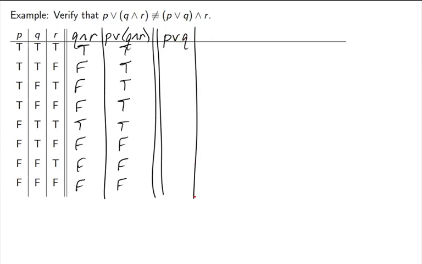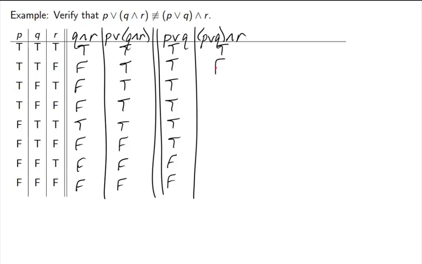Again, for an OR, it's true as long as at least one is true. So for P or Q, the first 4 will immediately be true because P is true. Then for Q, we have false or true is true, false or true is true, and the last 2 are both false. Finally, let's do the AND operation. We've got P or Q and R. So I'm looking at P or Q as a column and R as a column, and I'm going to AND those 2 columns together. True and true is true.